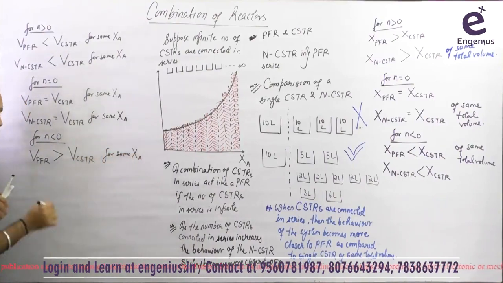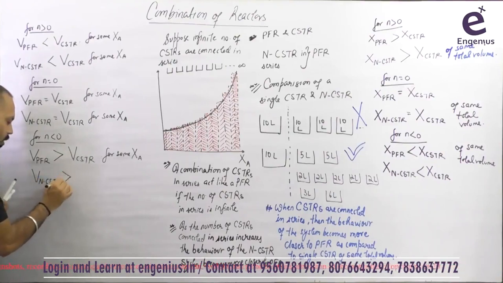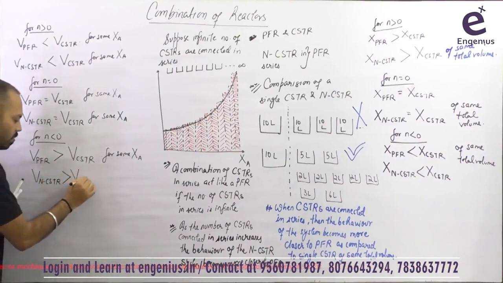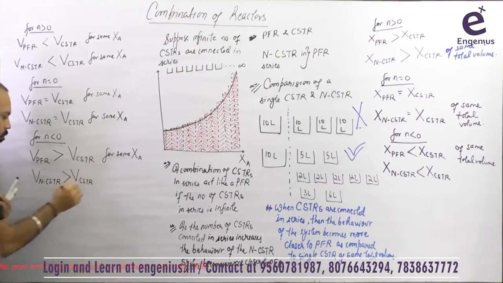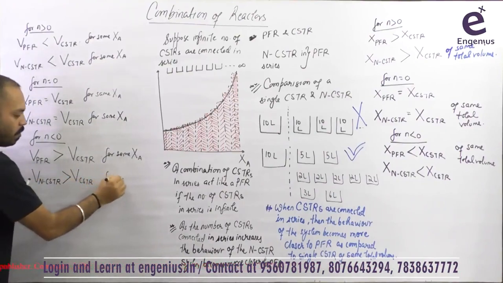For the case of multiple reactors connected in series, the volume required by the system of n CSTR will be definitely greater than the volume required by a single CSTR, and therefore for same conversion. Fine.